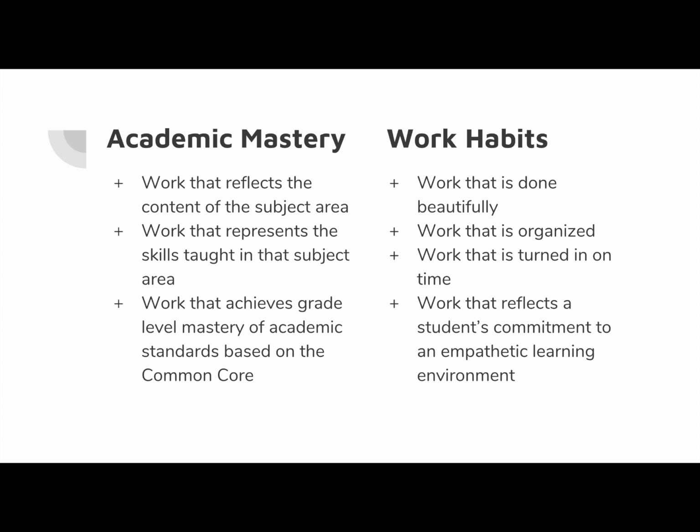So jump rope is aligned with standards-based grading. What that means is we essentially separate our grading between students' academic mastery of content and skill standards and their work habits. On jump rope, the work habits are referred to as habits of mind. Academic mastery is work that reflects the content of the subject area, that represents skills taught in that subject area, and work that achieves grade level mastery of academic standards that are based on the Common Core. Work habits means that students are working to create beautiful products, products that are organized, that are turned in on time, and that reflect their commitment to an empathetic learning environment.